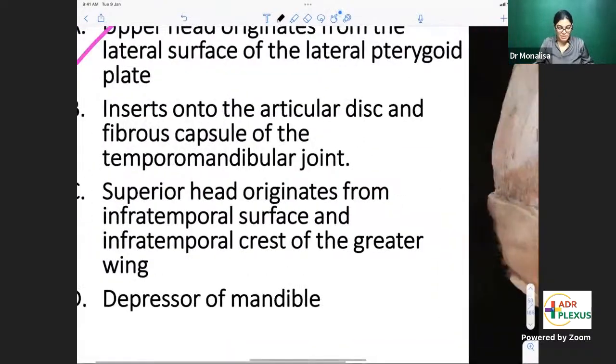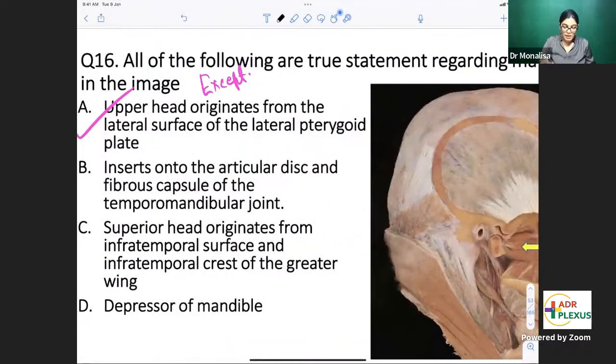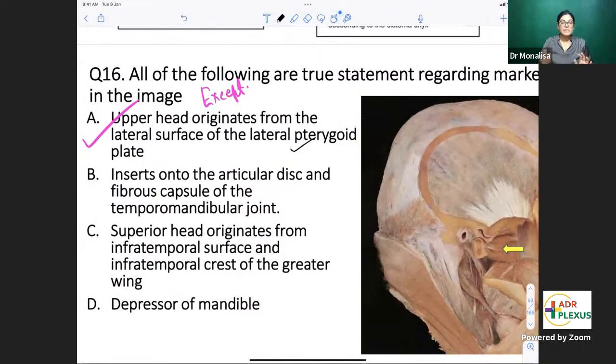What has been written here? Here you can see the superior head is originating from lateral pterygoid plate. This is definitely the wrong statement. Why? Because we know that the superior head originates from the infratemporal surface of the greater wing of sphenoid and not from the lateral aspect of the lateral pterygoid plate. That is the lower head, not the superior head. So this was the wrong statement. Other than that, all other points are absolutely correct.